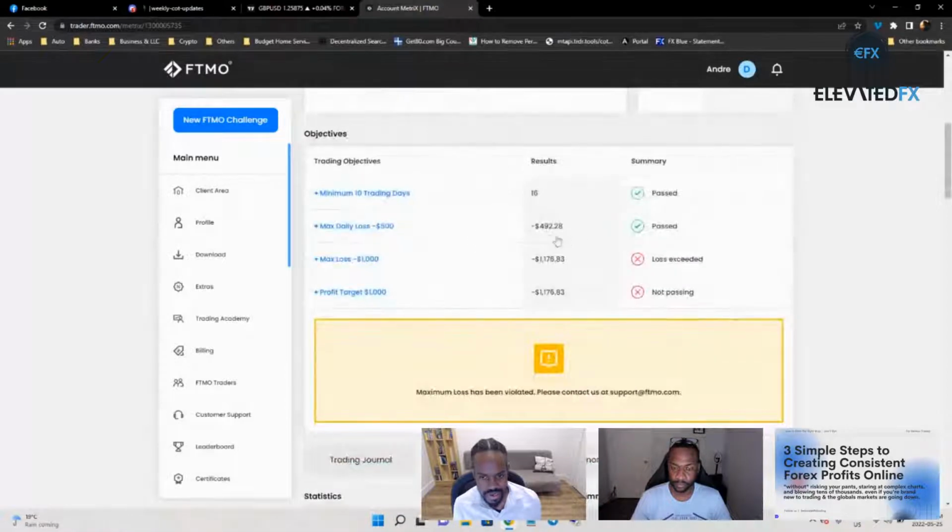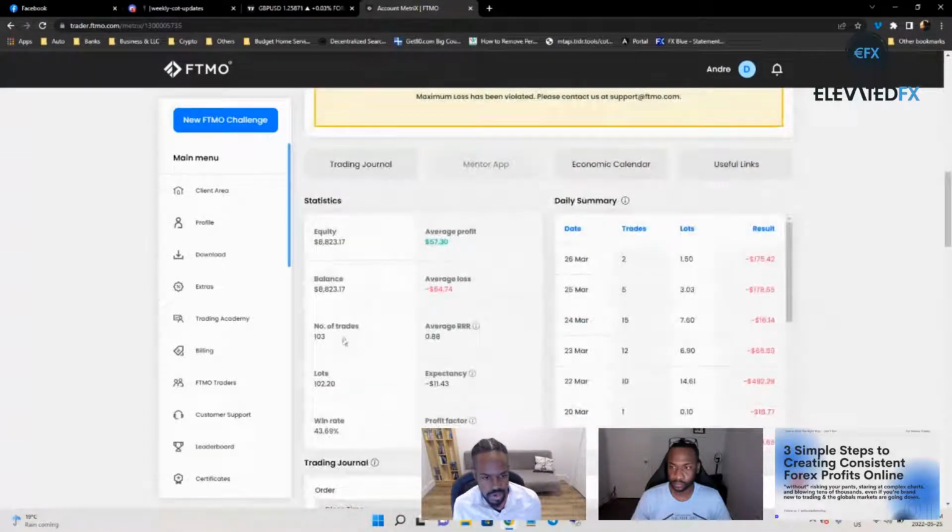As you can see, I didn't pass half of the requirements here, and that was in 16 days of trading. And you're going to see the amount of trades that I took in 16 days. That's too much. 103 trades. That's a lot.